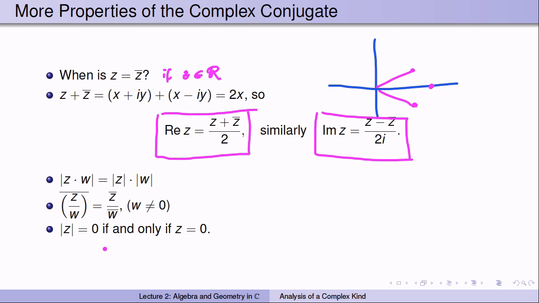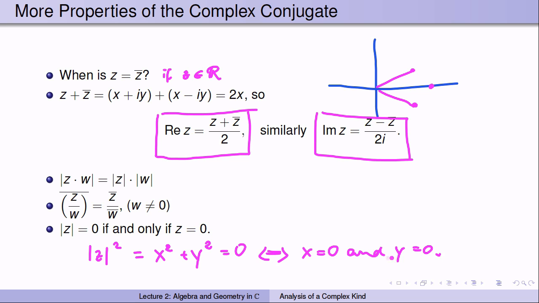Now this is pretty easily verified because the length of z, remember, let's look at the square of the length. That's just x squared plus y squared. And x squared plus y squared, when is that equal to 0? These are two real numbers. When can that be 0? They both have to be 0. So this is 0 if and only if x is equal to 0 and y is equal to 0. And that means if and only if the number z itself was the number 0.